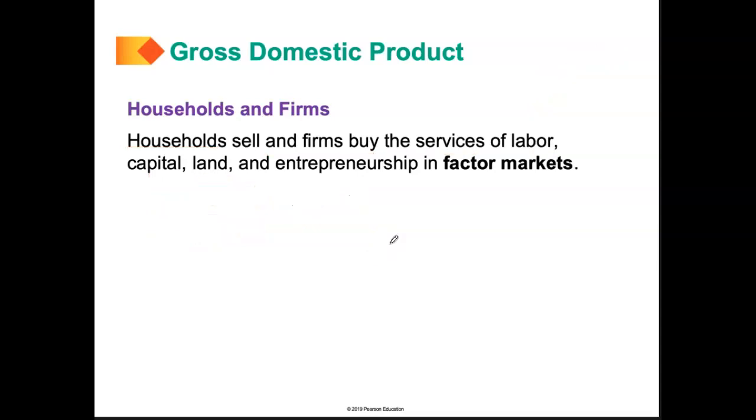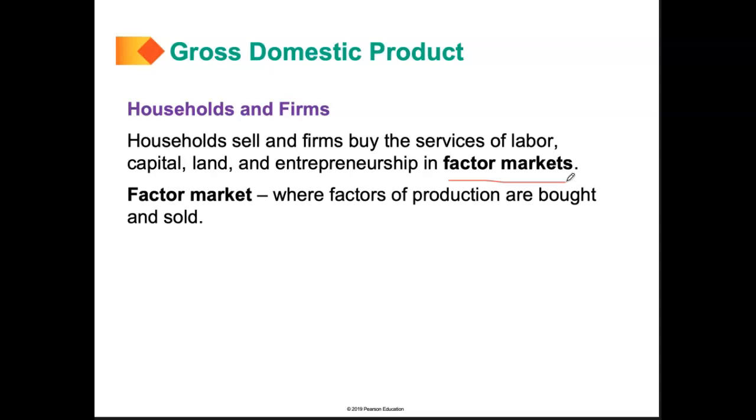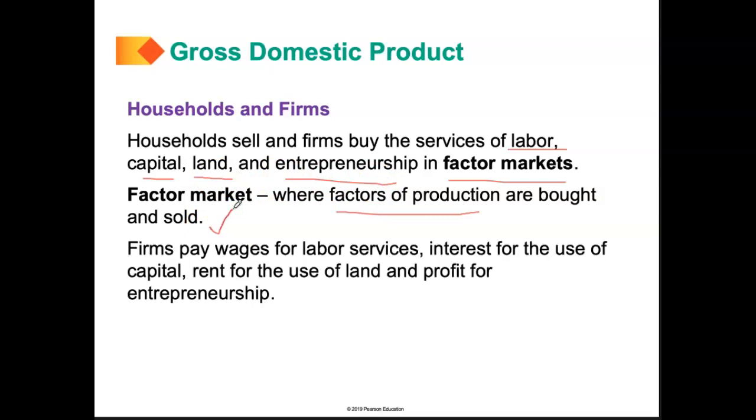For example, I'm part of a household. Remember, I'm a consumer, right? I sell my labor to the firm, which is Wartburg College, in what we call the factor market. I give my labor to Wartburg College, and Wartburg College buys my labor. So the factor market is where factors of production, which are labor, capital, land, and entrepreneurship, are bought and sold. Wartburg pays me in wages.